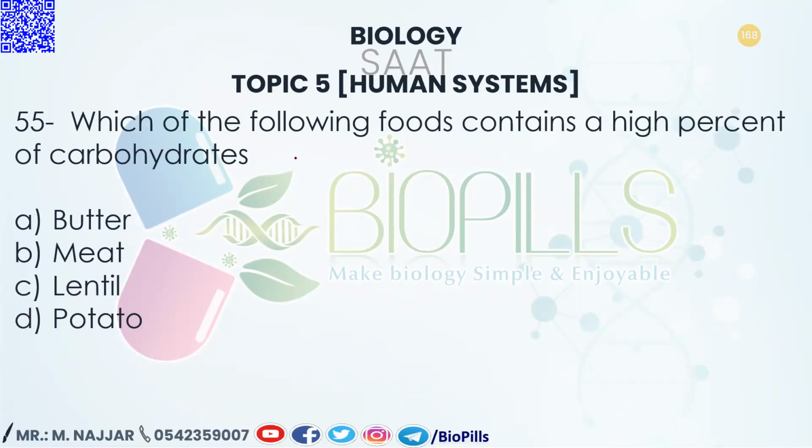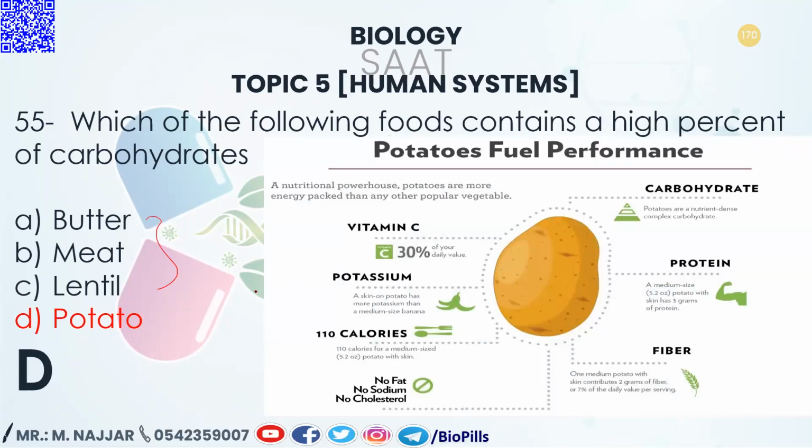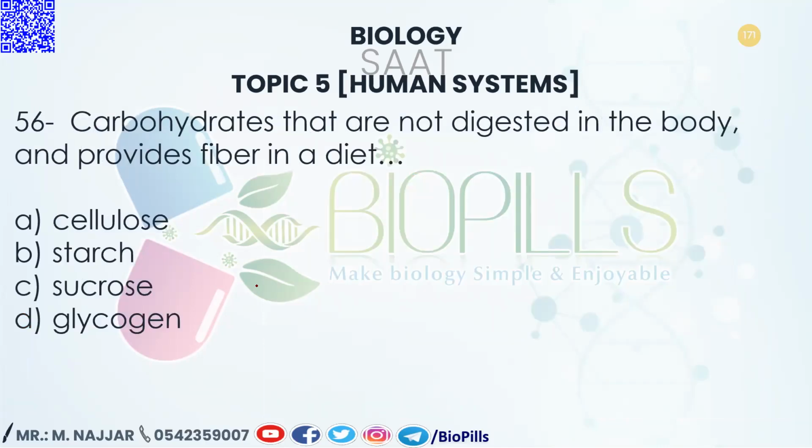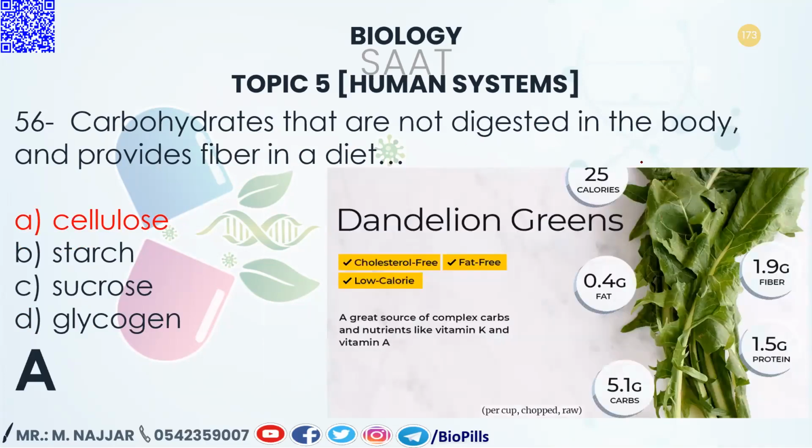55. Which of the following foods contain a high percent of carbohydrates? The potato does contain the highest amongst those. Yes. Question number 56. Carbohydrates that are not digested in the body and provide fiber in the diet. The most fiber here is in the cellulose. Perfect. Lettuce, or dark green leafy vegetables, do contain cellulose, not starch. He said not digested. Starch is digested. The cellulose is not digested.